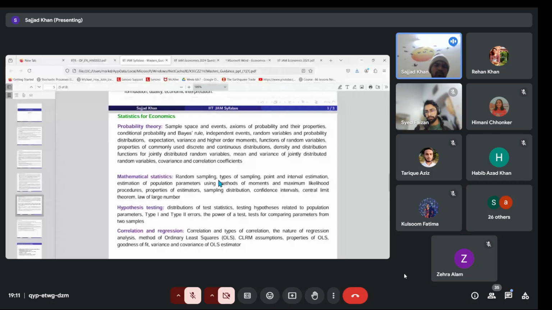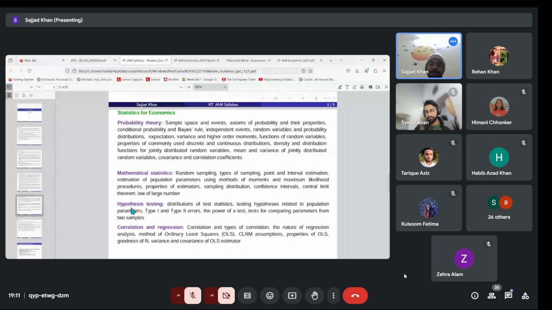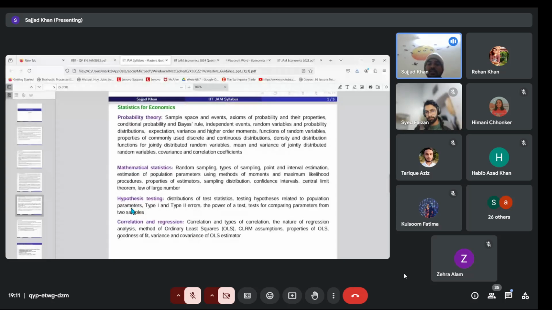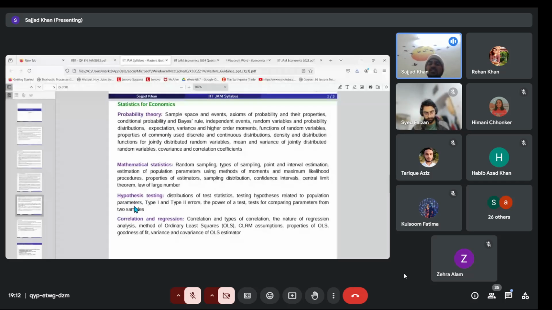In hypothesis testing: what is the null hypothesis, what is the alternative hypothesis, type 1 error, type 2 error, power of the test. In 2022, I think they asked about the power of the test, and in which case we have to reject the null hypothesis and in which case we accept it. These are basic theoretical questions generally asked from hypothesis testing. The chi-square distribution is also important.